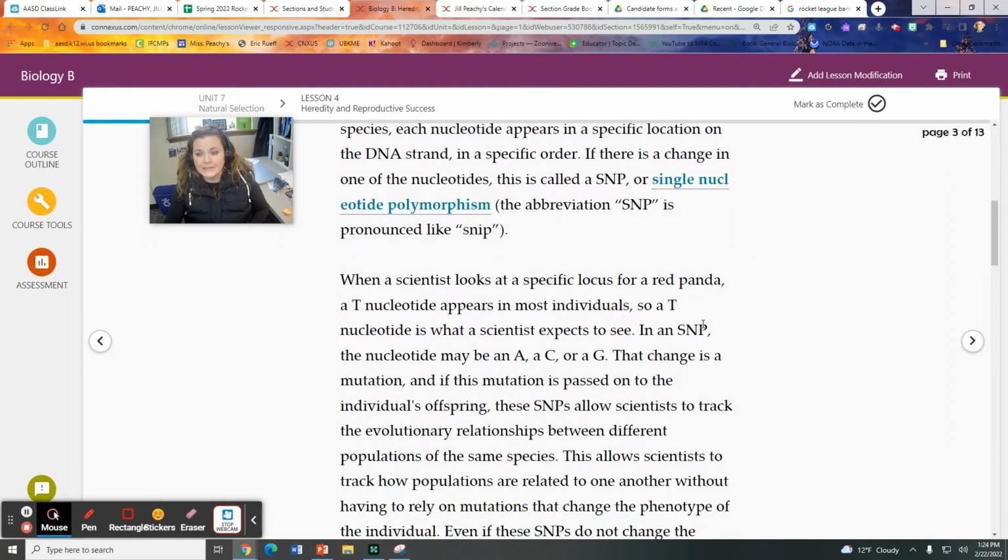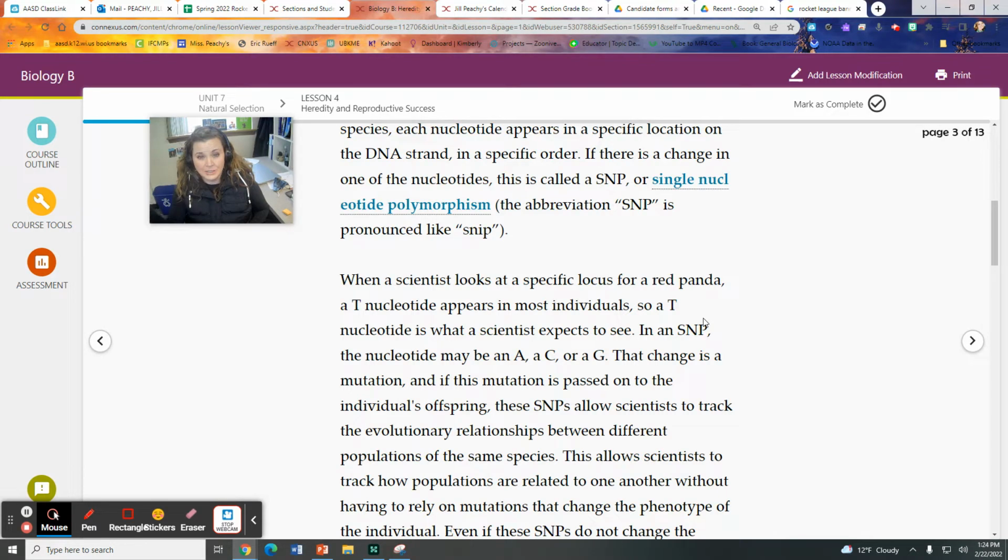So when scientists look at a specific locus, a specific place on the chromosome for pandas, they expect to see a specific sequence of A's, T's, C's, and G's. Sometimes, however, when they're expecting, for example, to see a T, instead they see an A, or a C or a G. So there's one little nitrogenous base that has been replaced with a different one, one little substitution, if you will. And this is called a SNP, right?